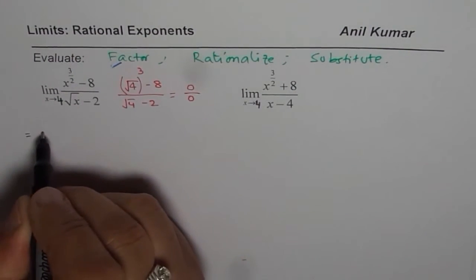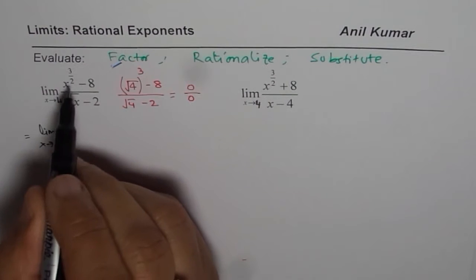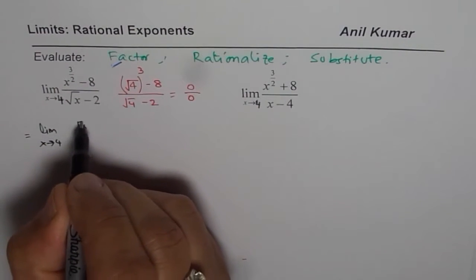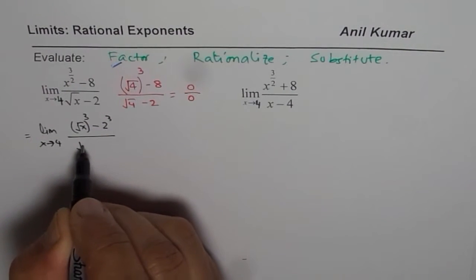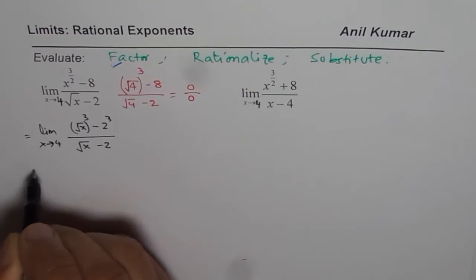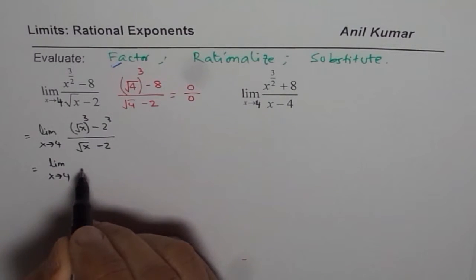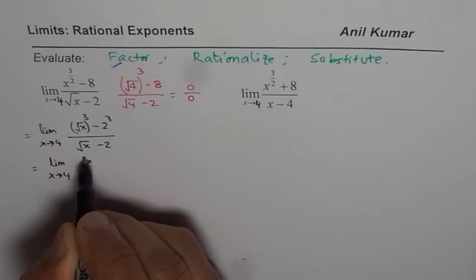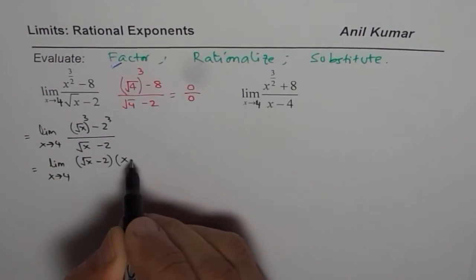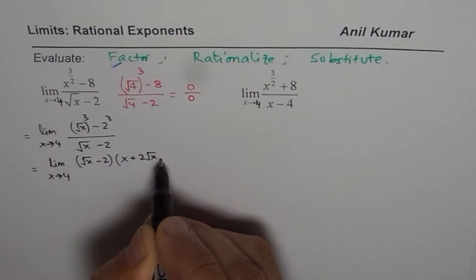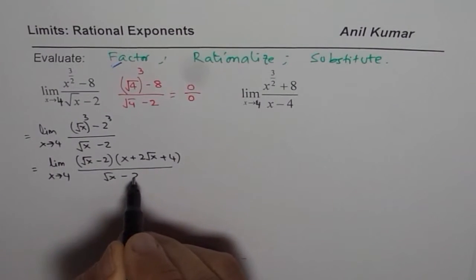Let's factor. So what we have here is limit x approaches 4. As I wrote here, square root of x whole cube minus 2 cube. So a cube minus b cube, right? Here we already have square root of x minus 2. We don't have to factor the denominator. Clear, right? Let us factor the numerator, which is a minus b times a square, that means x, plus ab, that means 2 square root x, plus b square, that means 4, divided by square root of x minus 2.